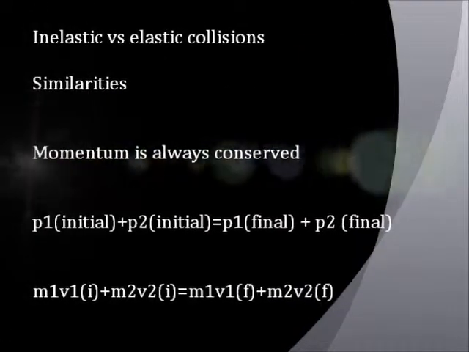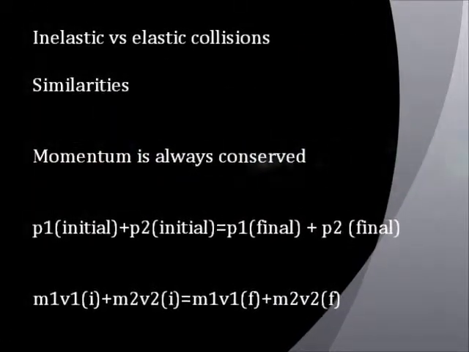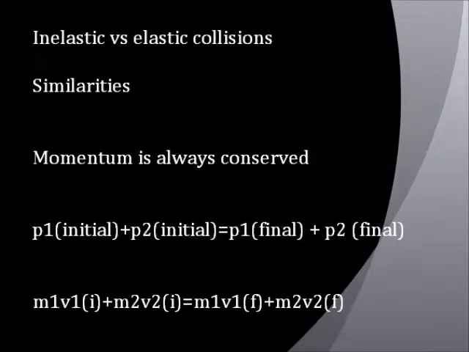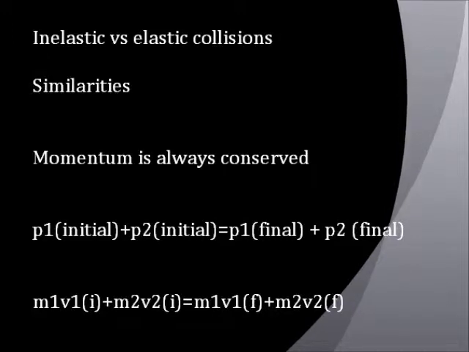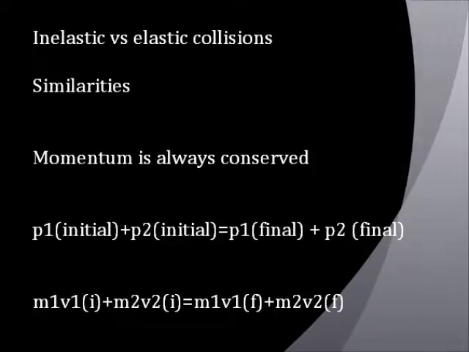So now we're going to talk about inelastic and elastic collisions. Similarities between the two: momentum is always conserved. Therefore, the initial momentum of the first object plus the initial momentum of the second object is equal to the final momentum of the first object plus the final momentum of the second object.